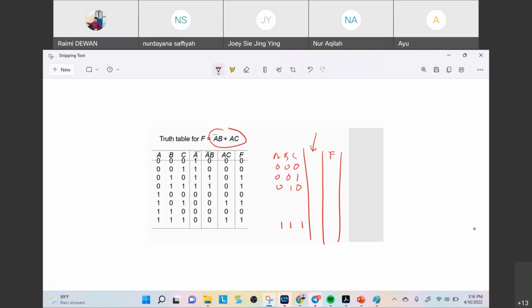Okay. So for the first one, A bar B is 0, 1 times 0, 0, and then plus AC, A plus C, so it is 0. Okay. The next one, A is 0, B is 0, C is 1. So A is 0, 0 bar 1 is 1, and then B is still 0. Then A times C is still 0, 0. So you can try this until this one.